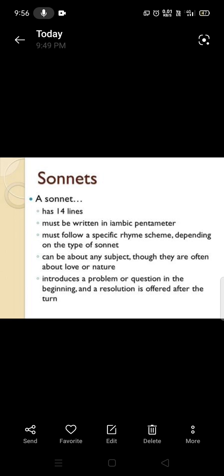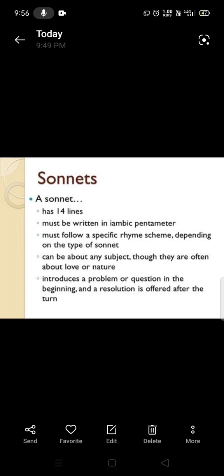Now the English sonnet, or the Shakespearean sonnet, is a different version. In the English sonnet, we have a different stanzaic division of these 14 lines. We have 3 quatrains of 4 lines each, and a concluding couplet at the end.